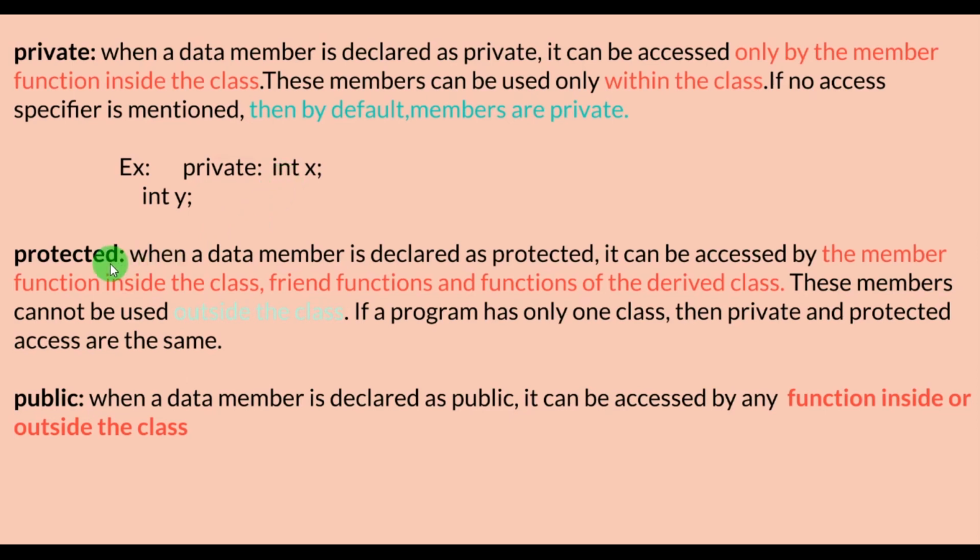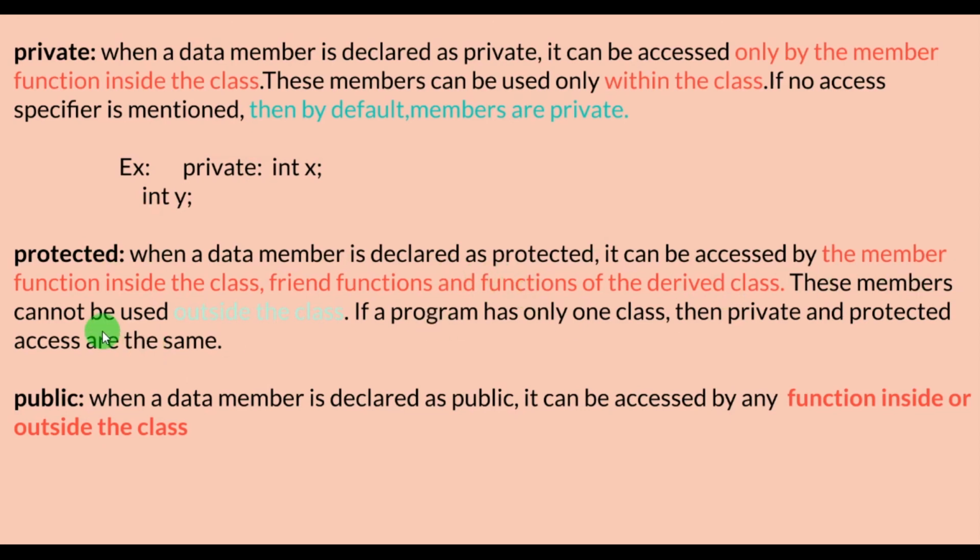Next, protected. When a data member is declared as protected, it can be accessed by the member functions inside the class as well as friend functions and functions of the derived class. So remember this, who can access the protected data members and member functions. First point, inside the class protected data members can be accessed. Next, a friend function can access the protected data members. Next is the derived class. Derived classes can access the protected data members.